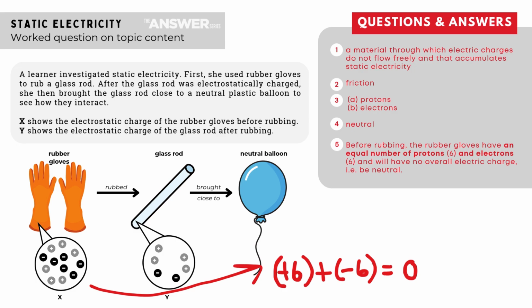And because we noted that there were 6 of each of these, in other words, an equal number of protons and electrons, we can therefore say that the rubber gloves were neutral before rubbing. So the key phrase in your answer should be that there is an equal number of protons and electrons. That is what makes an object neutral in charge, as the positive and negative charges cancel each other out.